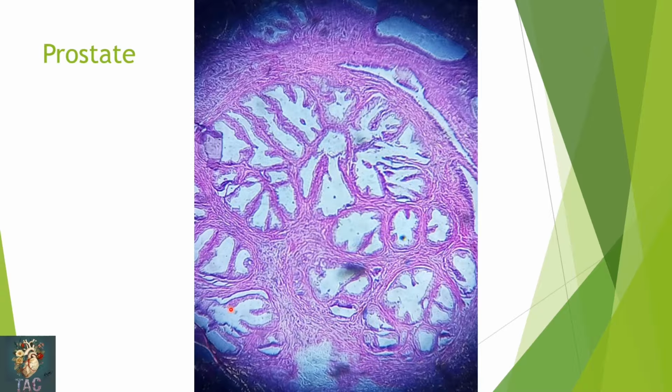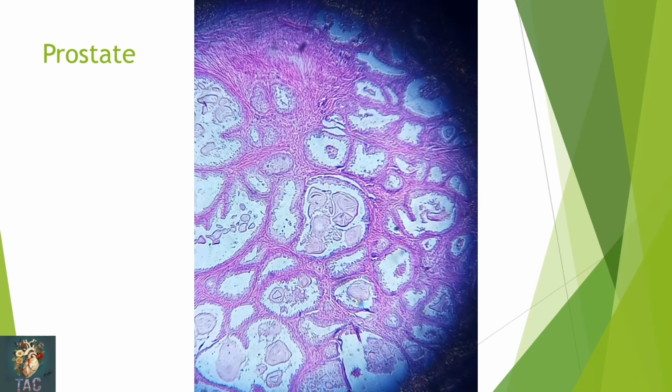Another slide, a beautiful slide of the prostate with H&E stain sections to show you the glandular element with the prostatic concretion. Here you can see prostatic concretion, and this all is the fibromuscular stroma. Another same slide in a different view, different field.